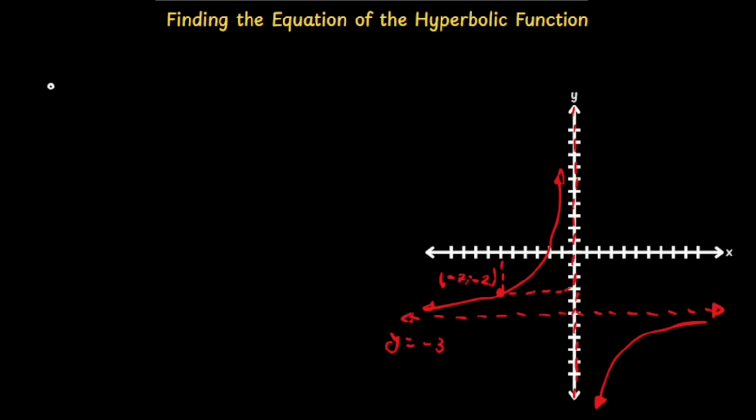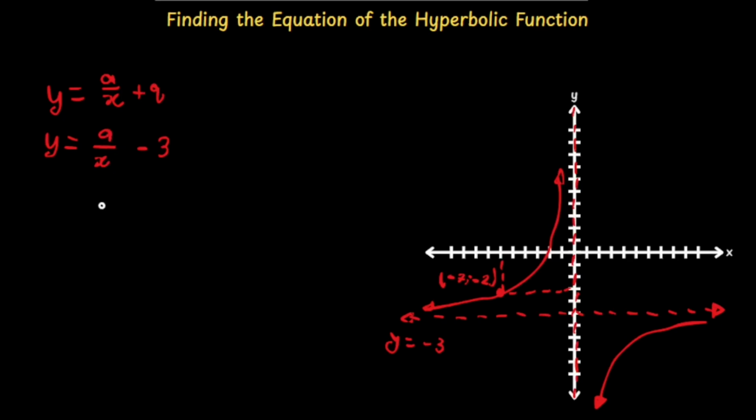The standard equation would be y is equal to a over x plus q. We already know our q value, which is -3. So we can go ahead and substitute that in. That leaves us with one unknown that we need to define before we have completely obtained the equation for this function.